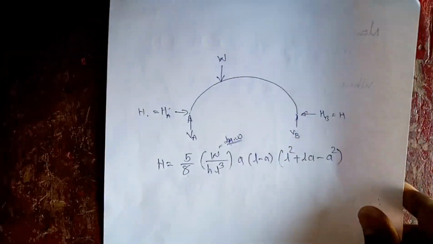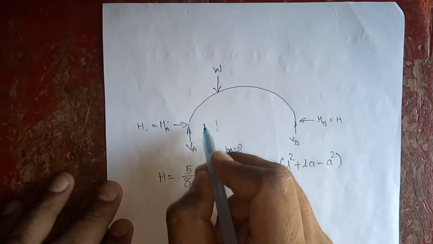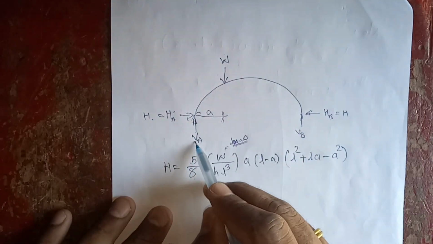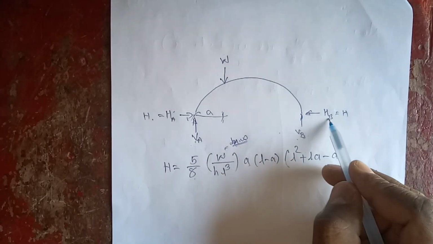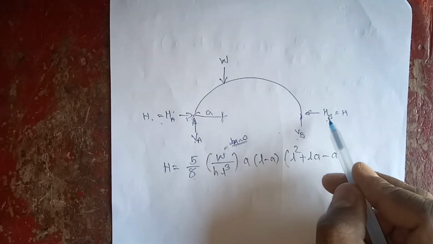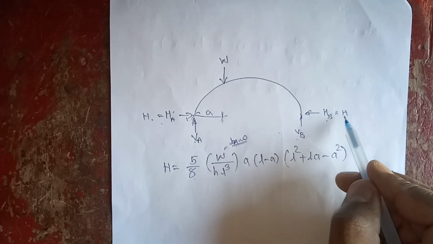In last class we saw how we can calculate the support reaction of a two-hinge arch for a point load which is acting at a distance a from, say, the left support. No doubt this vertical reaction we can calculate using conditions of equilibrium, but to calculate this horizontal reaction, which is like a redundant force that we consider, we use the second theorem of Castigliano to calculate this horizontal reaction.